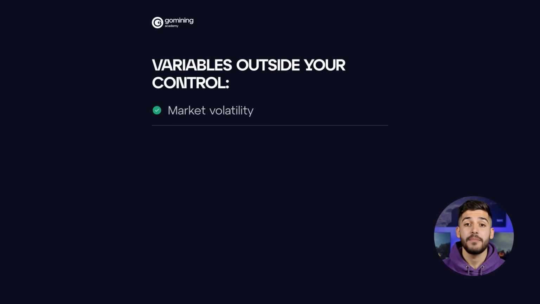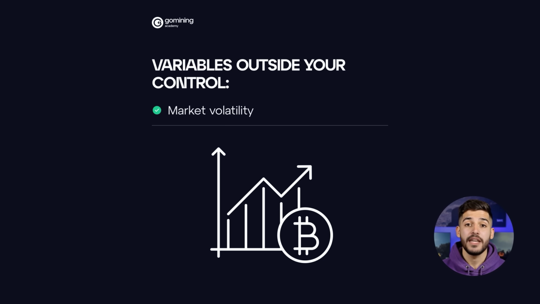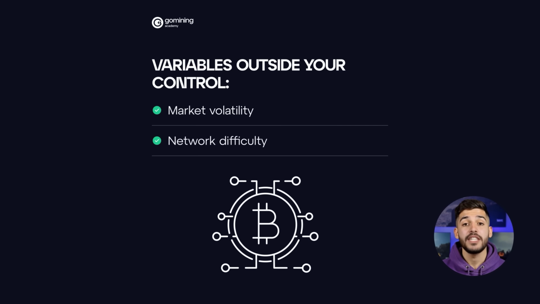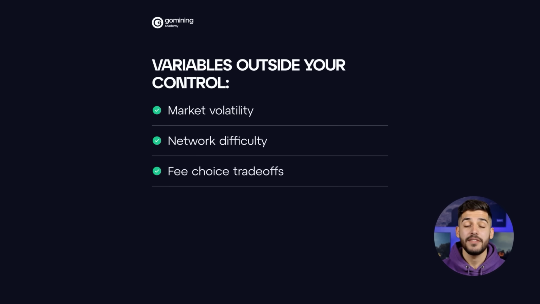But as we mentioned in our first course on Bitcoin and mining, mining isn't a perfect science. Even with a calculator, there are variables outside your control. Market volatility, Bitcoin's price swings impact real income. Network difficulty, adjustments of the network can reduce rewards from time to time. Fee choice trade-offs, paying in GoMining can reduce costs but exposes you to token price movement. That's why we encourage you to think of the calculator as a compass, not a crystal ball. It won't predict the future with 100% certainty, but it will guide you to smarter decisions.